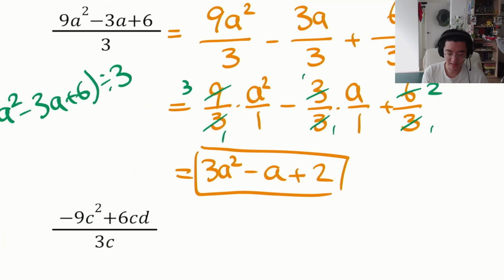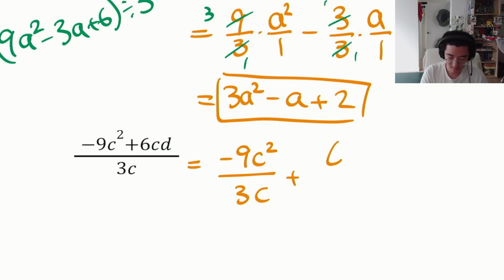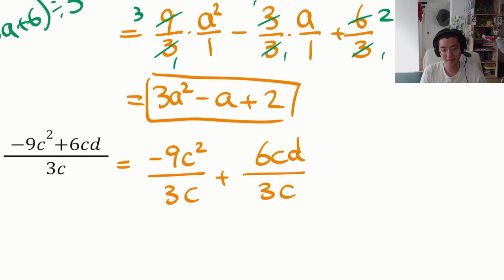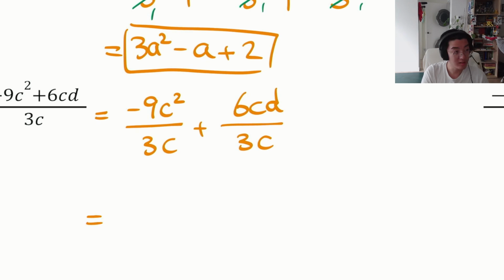Okay, let's make things more complicated. How about a term that you're dividing with has a variable? So same idea, we split them up. 6cd over 3c. Okay, so we look at the coefficients first. 3 and a 9, that gets cancelled out to be 3. Okay, 9 divided by 3 is 3.